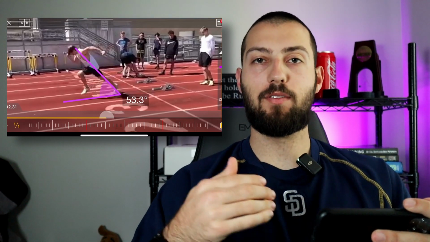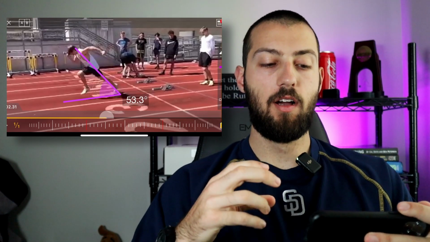So the angle of his second step, we're comparing apples to apples, not apples to oranges. So I can't say, oh, 53, this is what it is, because of the angle of the camera versus how he's sprinting. It's not really about 53, but it's about what it is compared to his first step. So a pretty big increase in angle.